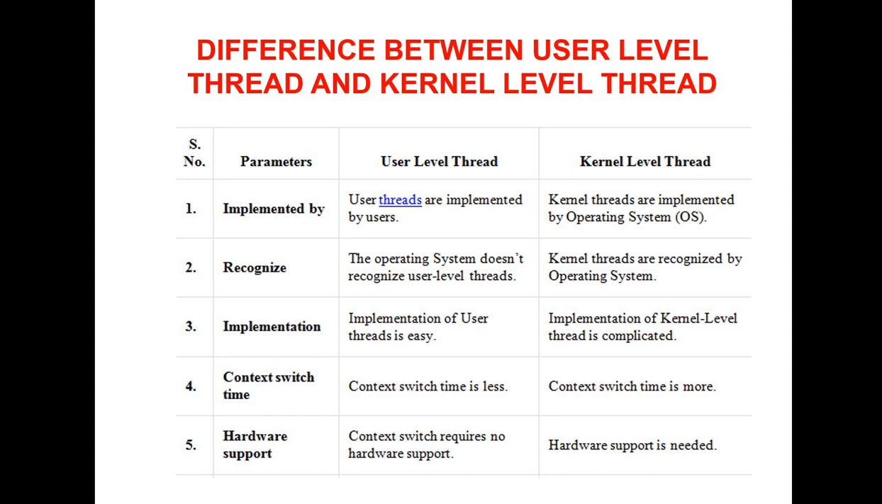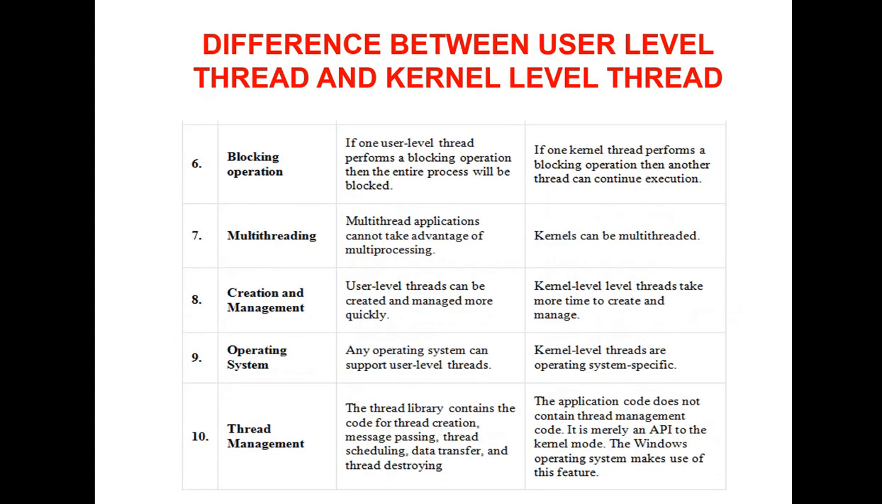Then context switch time. For user level threads, there is less context switch time, but in kernel level threads, there is more context switch time. Then hardware support. Context switch requires no hardware support for user level threads. For kernel level threads, hardware support is needed.